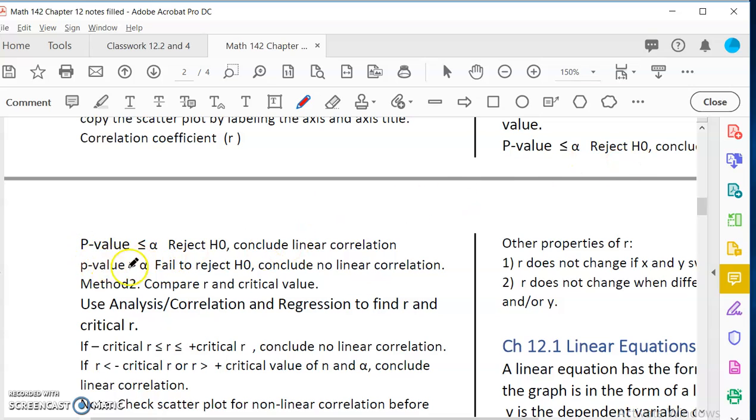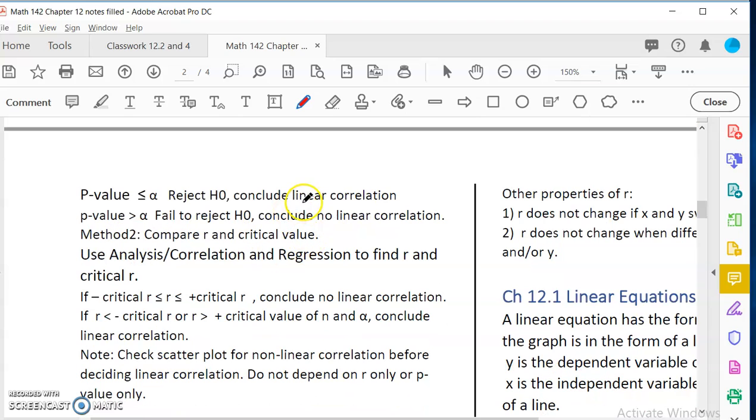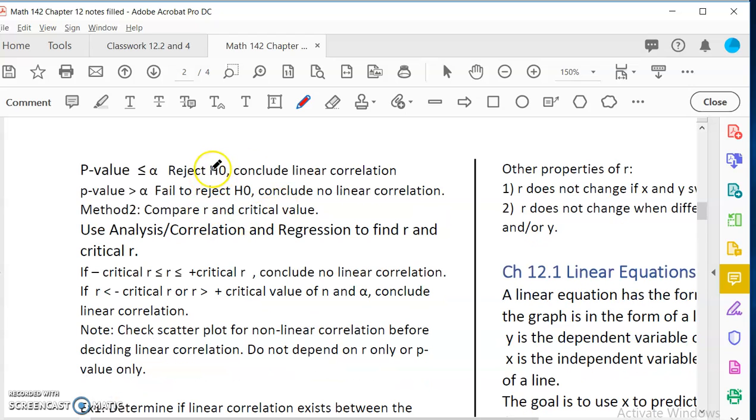This is a repeat. If the p-value is greater than alpha, then you fail to reject the null hypothesis and conclude no linear correlation. Because it agrees with H0, and H0 says no correlation, so there's no correlation. So that's one method, using the p-value. It's the quickest method, but you have to remember which one is which.